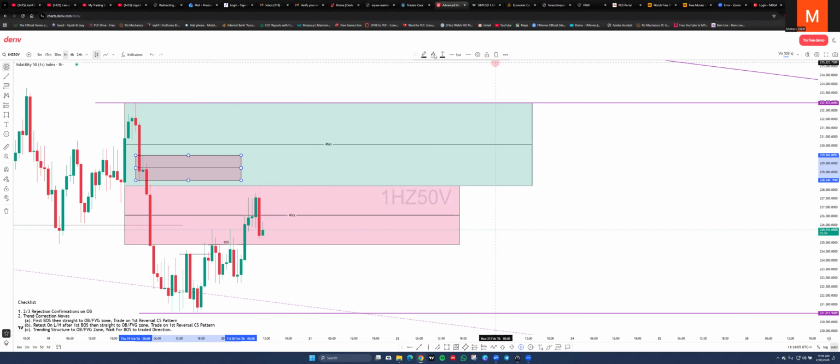Forgive the way I'm just doing these things. This is how my chart is rough sometimes. It looks rough, but I have to get it right, right? Yeah. 1 hour order block set.